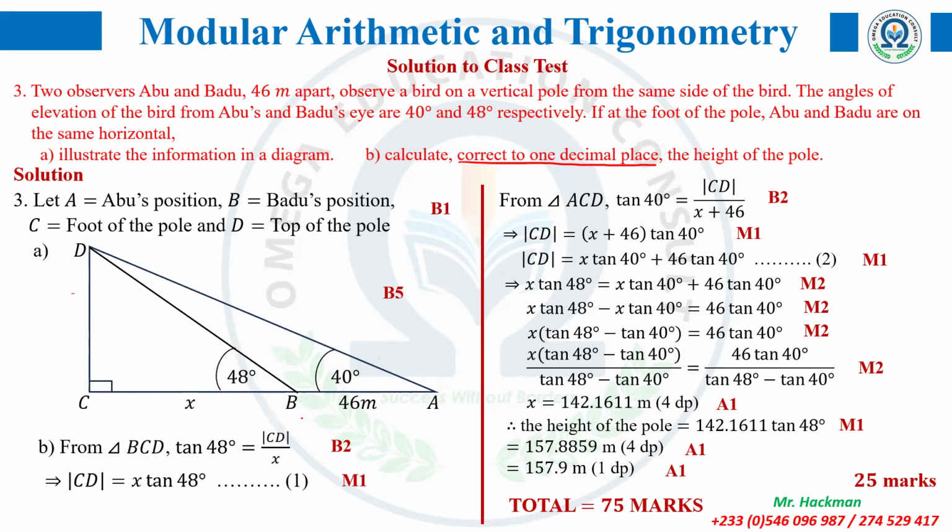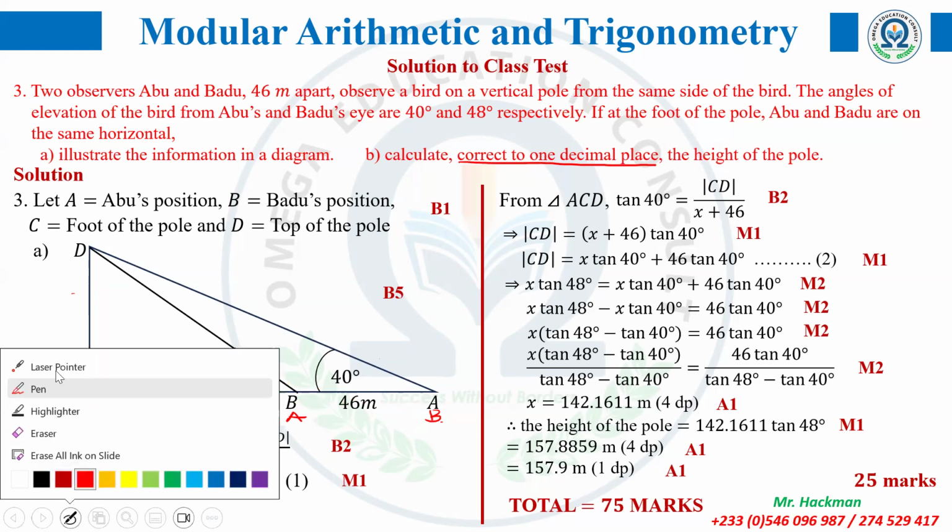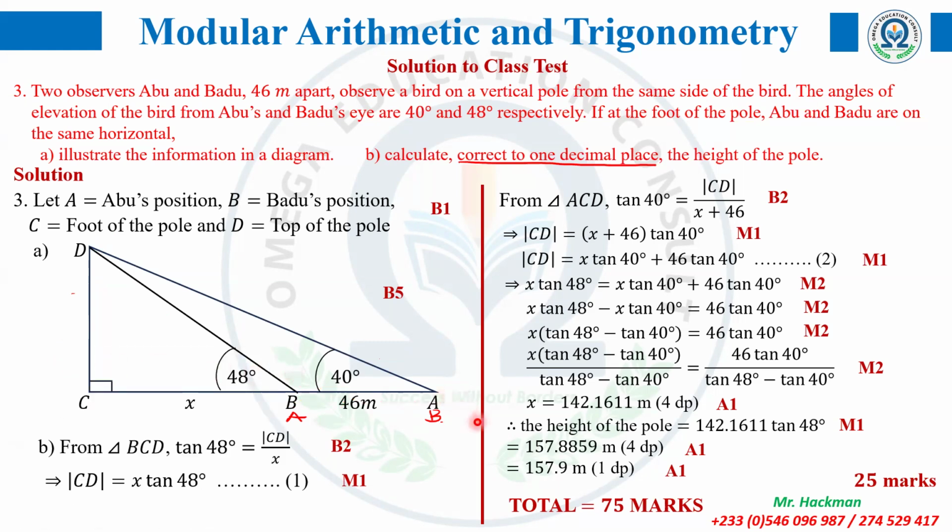So there are two ways: either A will be here or B will be here, with the distance between them. If A is here, the angle of elevation of A to the top, the bird, is 40. So A is close, 40. No, that cannot be the true picture, because we know for a fact the closer you are, the bigger your angle of elevation. So this should tell us that this cannot be the position. So you swap. This becomes the right positioning of Abu and Bedu, and the distance between them is this.